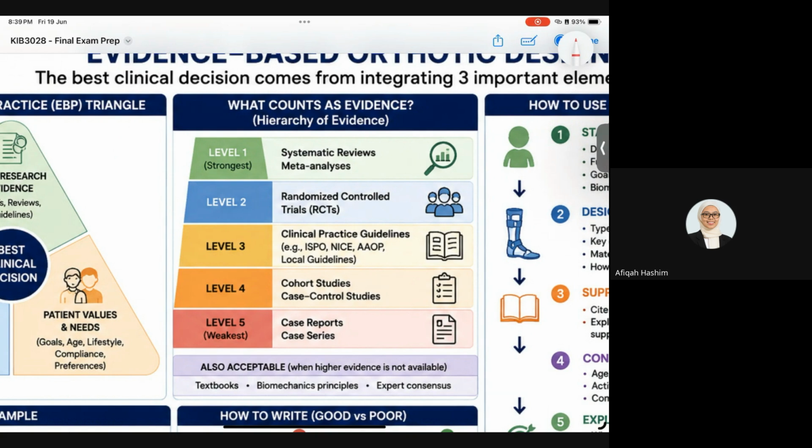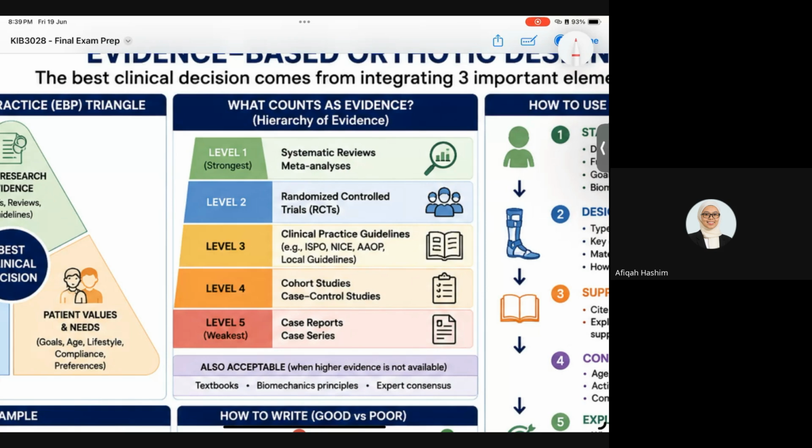Maybe I can give you one example. For example, you can say something like: clinical studies have shown that hinge AFO improve ankle dorsiflexion during swing while allowing controlled tibial progression during stance. So therefore, this design is suitable for patients with mild dorsiflexor weakness who still require ankle mobility.